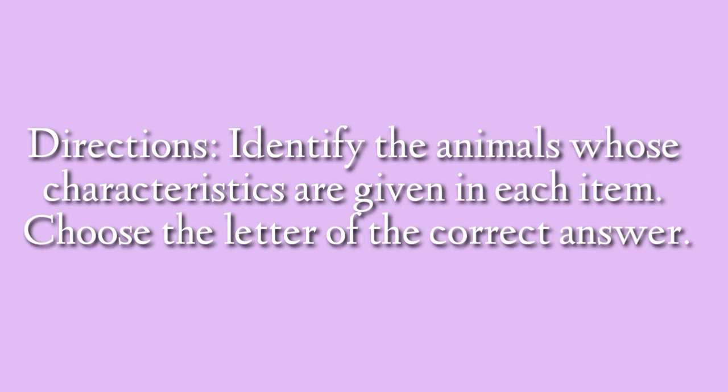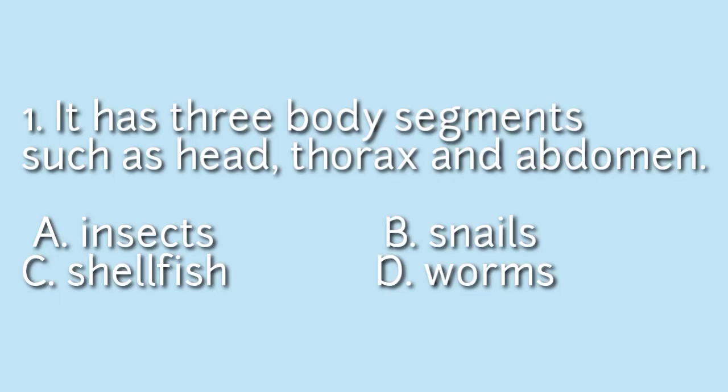Now let's have the pre-test. Please answer the pre-test in your module. Directions: Identify the animals whose characteristics are given in each item. Choose the letter of the correct answer. Number 1. It has 3 body segments such as head, thorax, and abdomen.